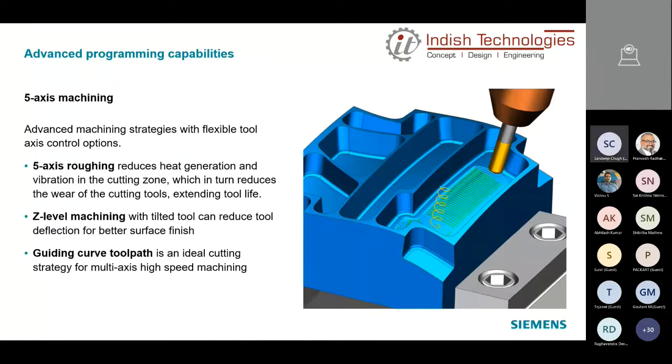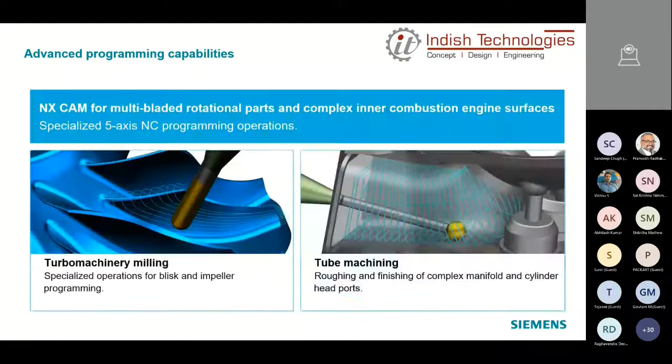We have some special modules for impellers, for engine pockets, for ports, in which you have to select the tool and the part. The rest NX does. If you try to make the same program using the standard functionalities, you might take 2 days to program that job. But if you have turbo machinery, you have tube machining, you just have to select the part and NX will do it, and you can create that within maybe half an hour, which requires 2 days using the standard techniques.